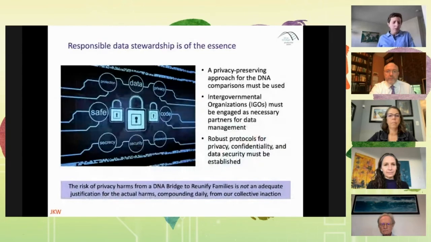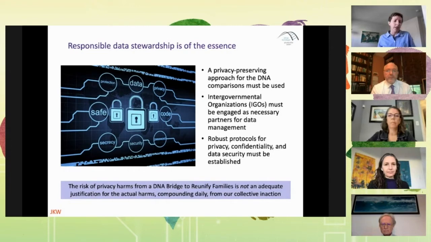Next slide, please. Now, as was mentioned previously, we're not advocating for any and all use of genetic technologies. We are very specifically advocating for a privacy-preserving approach that involves a database-to-database comparison rather than one-to-one comparisons of individuals. This limits the inferences that can be made and helps preserve the privacy of those individuals and family members until they're ready to disclose extra information with others, including NGOs, including the task force if they wish. We also need to have intergovernmental organizations involved. This is important for the data management purposes.